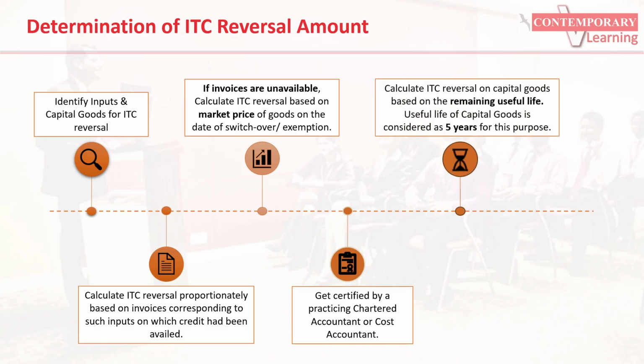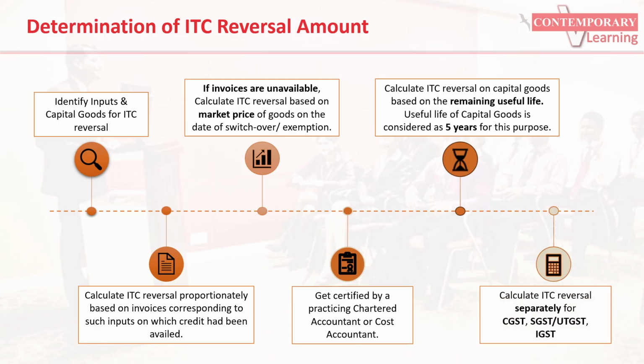For capital goods, the calculation is based on remaining useful life. The useful life is considered as 5 years for this purpose. You must calculate ITC reversal separately for CGST, SGST, UTGST, and IGST, maintaining the same tax-wise breakup as your original claims.